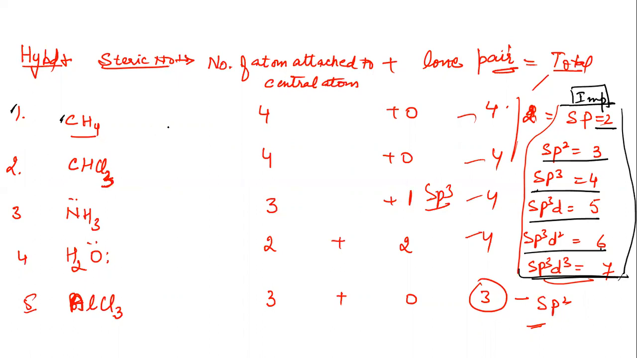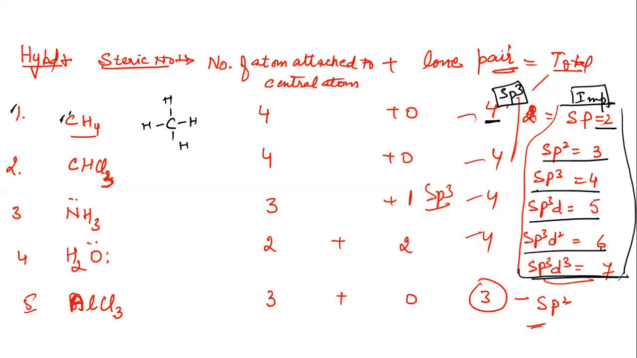Now CH4, we all know that CH4 looks something like this. How many atoms are attached to the central carbon? This carbon is the central atom and these are the surrounding ones. So the number of atoms attached to the center is 4. Is there any lone pair on the carbon? No, 0. So the steric number will be equal to 4. So hybridization will be equal to sp3. So this will be sp3 hybridized.